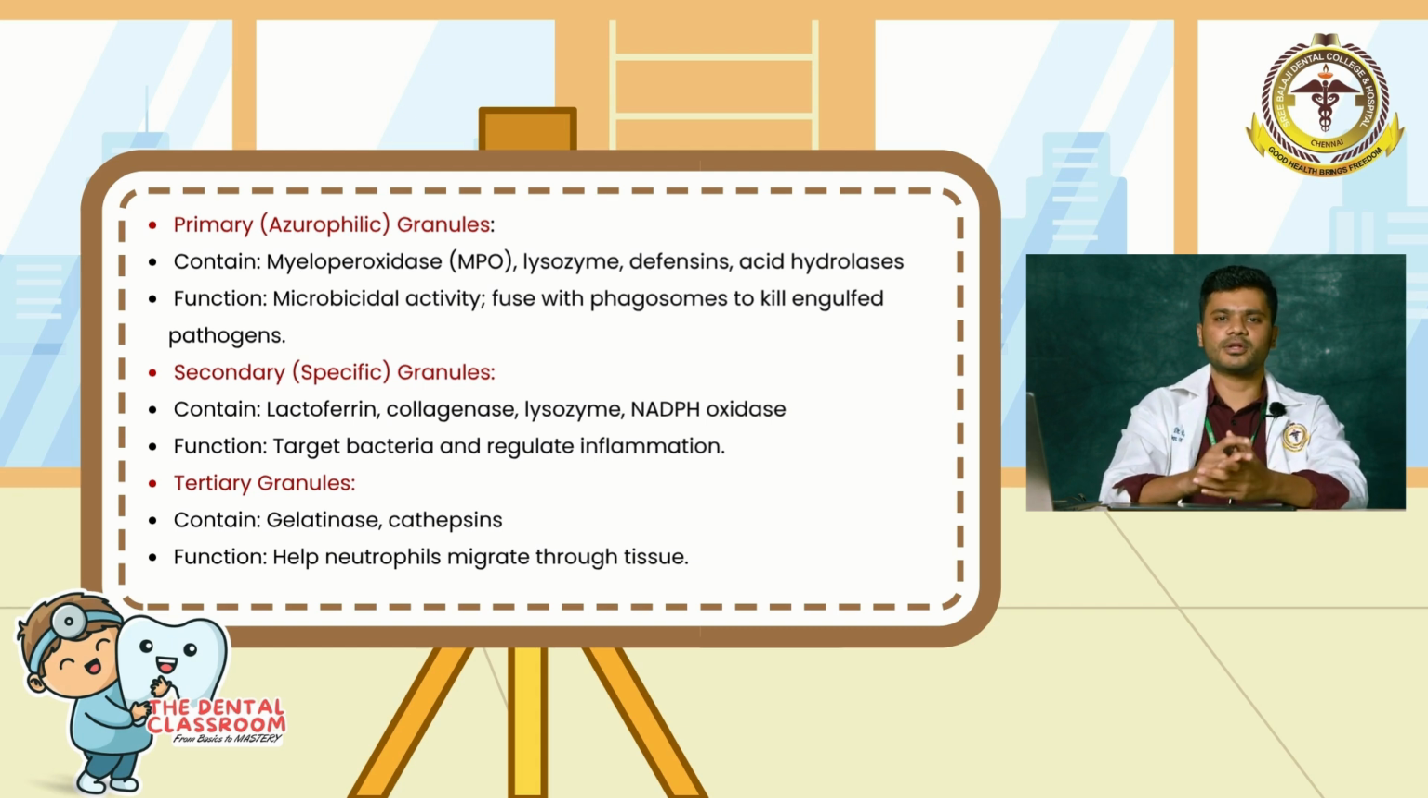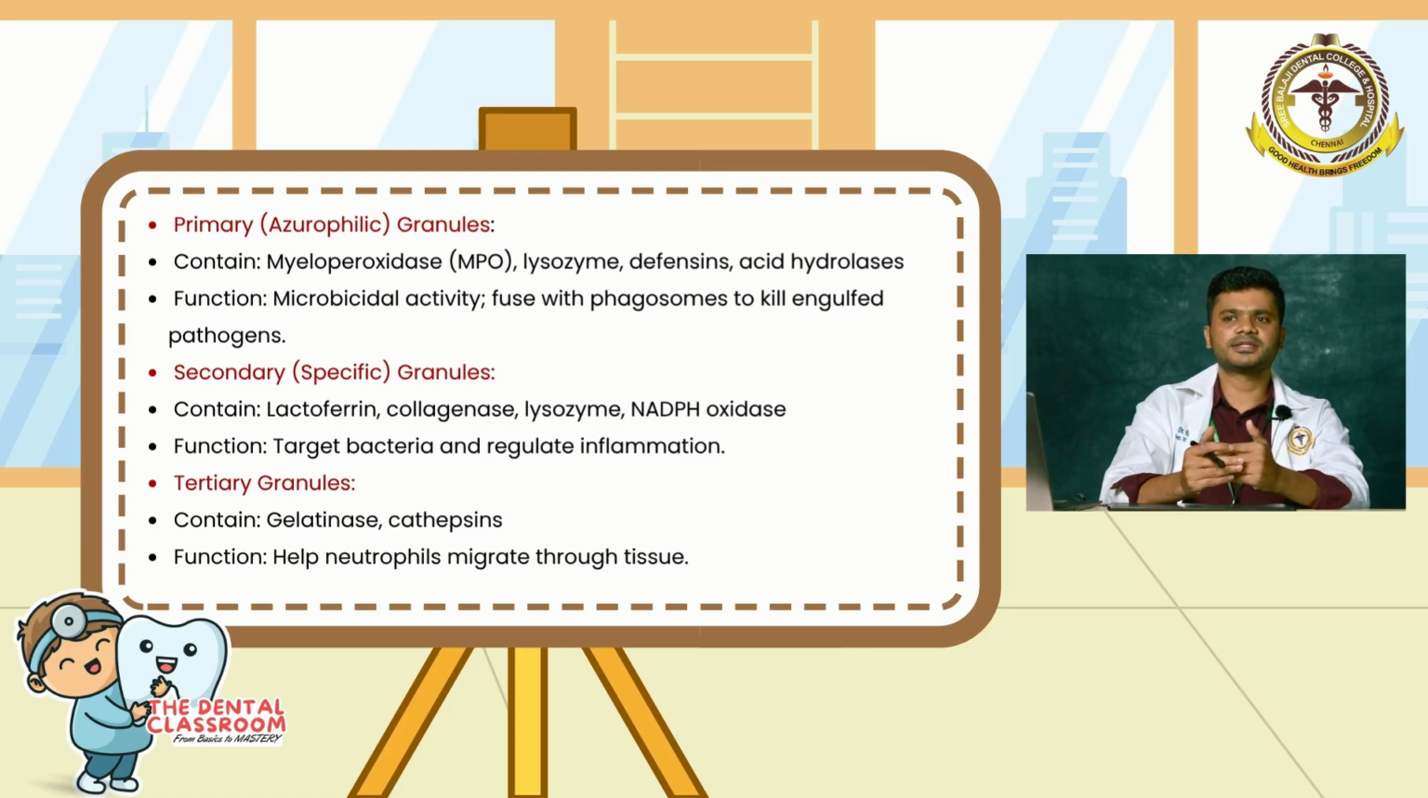The secondary granules are also called specific granules. What is the main function of these specific granules? Their main function is to stabilize the immune response. They modulate the immune response, keeping it in an equilibrium state.